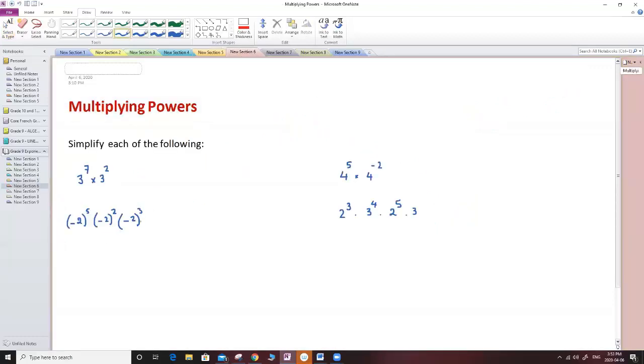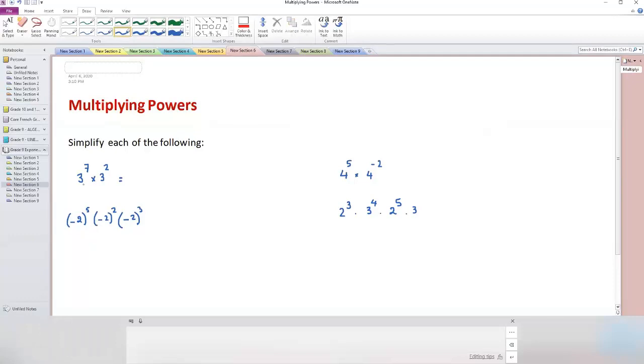I have a question saying simplify each of the following, and I have 3 to the power of 7 times 3 to the power of 2. I see here that I have the same base 3. That means I can add the exponents. That means it's going to give me 3 exponent 9.